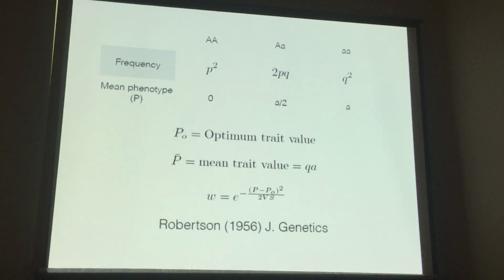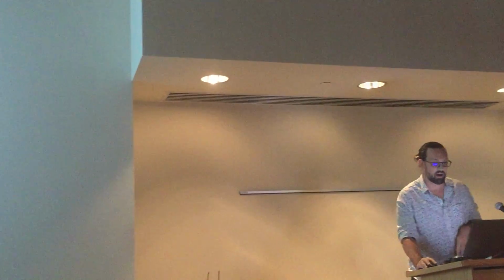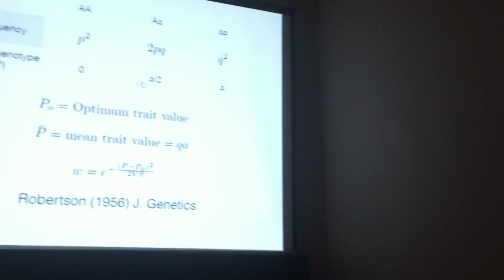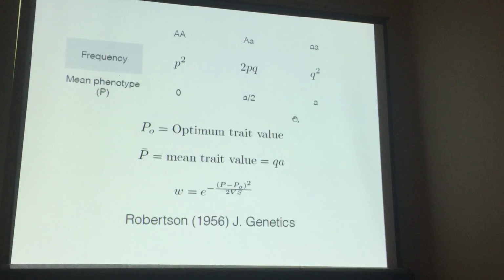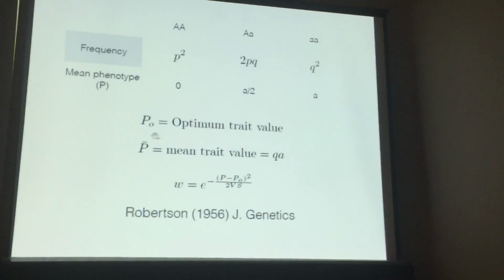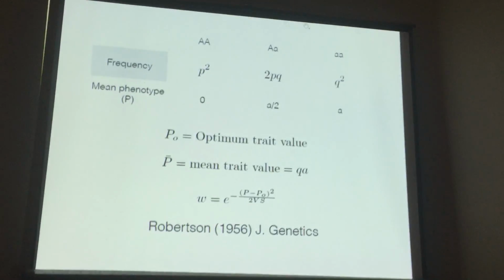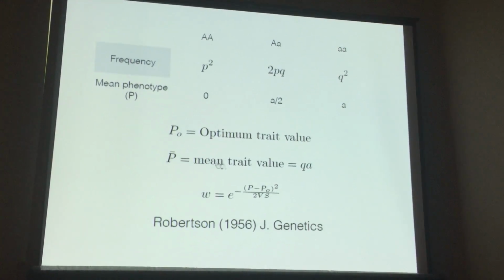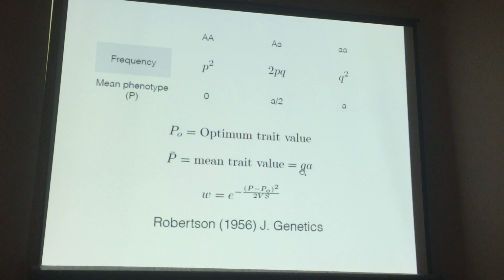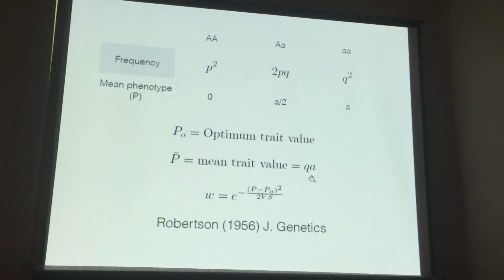And so these are going to be models with quadratic selection on trait values. Instead of a selection coefficient, we have some effect size on the trait, A. So the heterozygote will have a trait value of A over 2, and the homozygote a trait value of A. P0 is some optimum trait value, and for a single locus with Hardy-Weinberg genotype frequencies, the mean trait value will be the frequency of the little a allele, which is Q, times the effect size of the mutation.